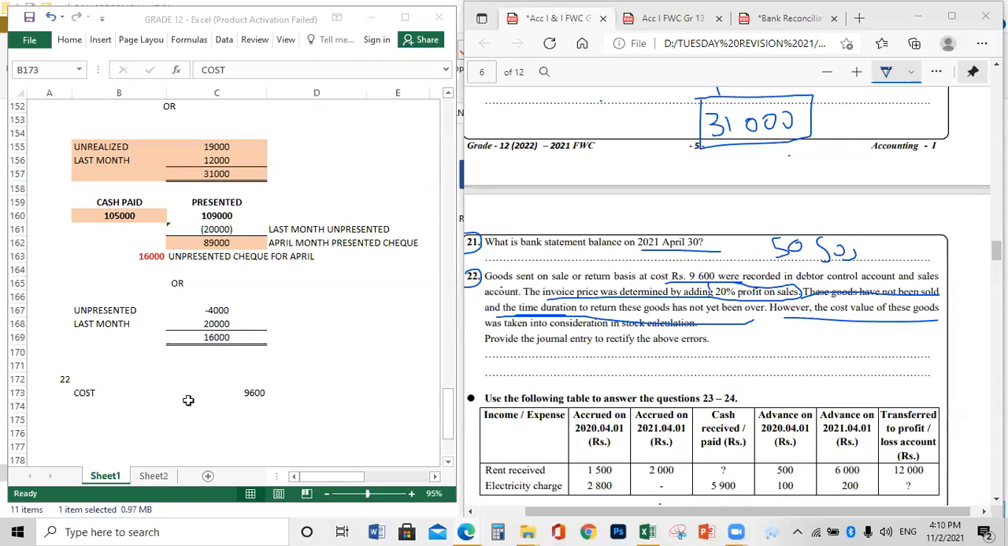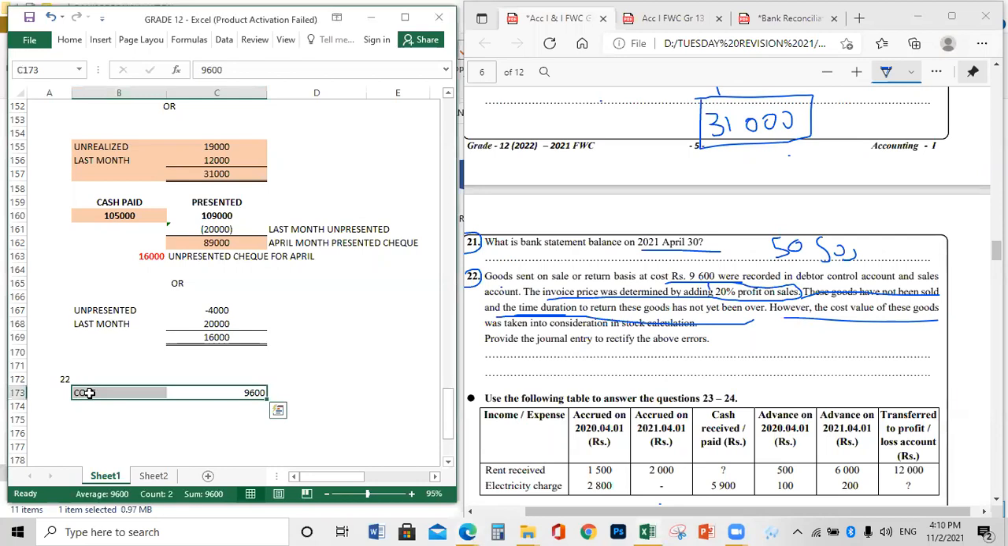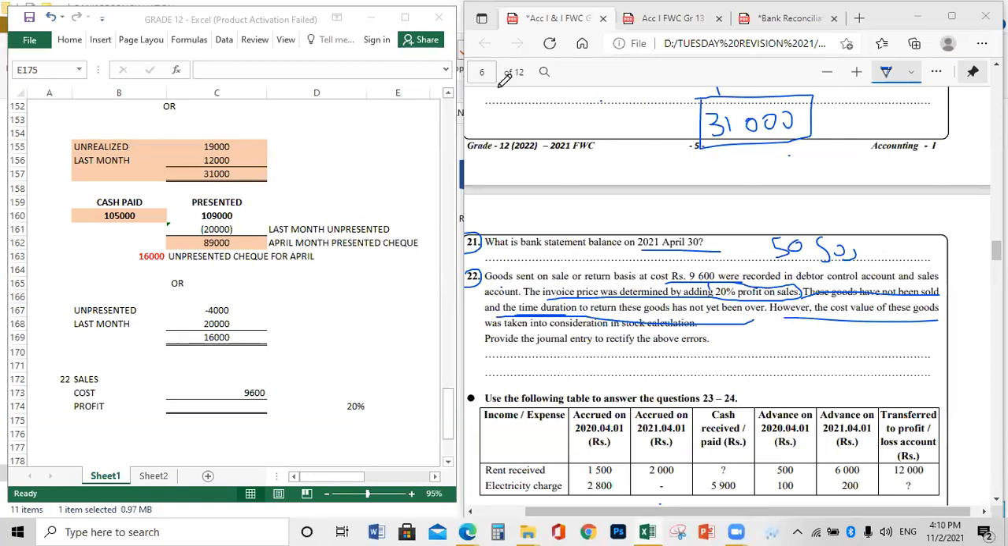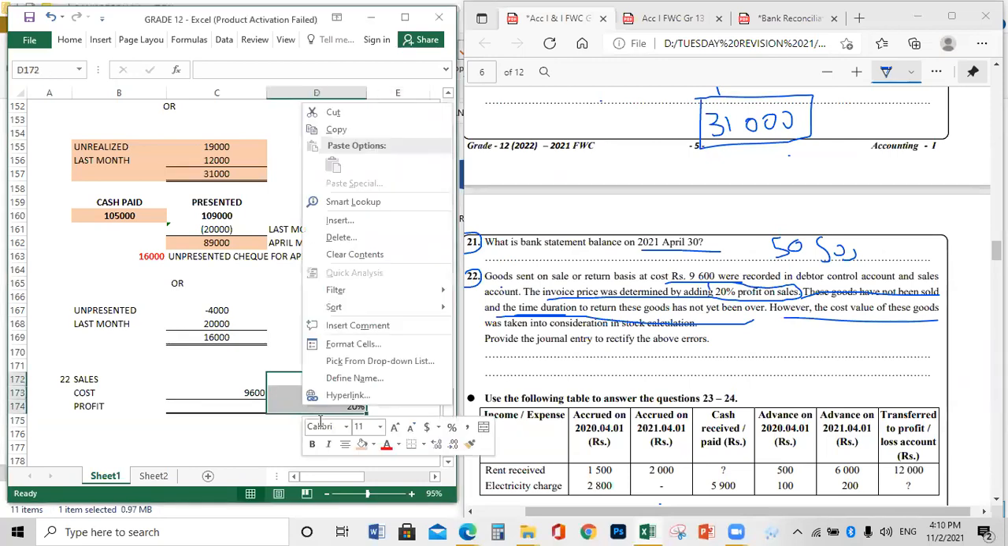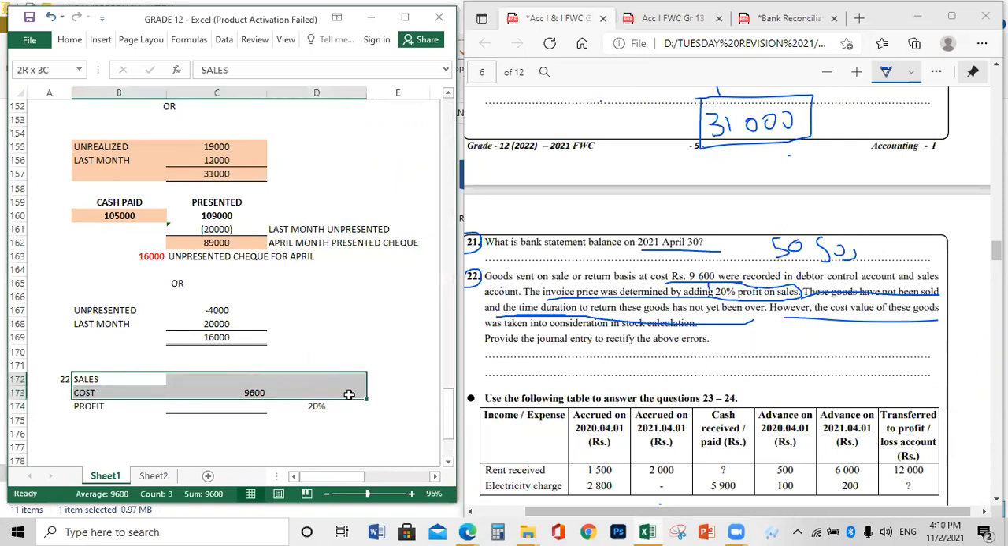Now see, guys, the cost is 9,600. Now how much is the profit? They say profit is 20%. Now tell me, is this markup or margin? You all told me, guys, this is margin because they say it is on sales. So that means this is margin, not markup. When it is margin, is the sales 100% or the cost 100%?